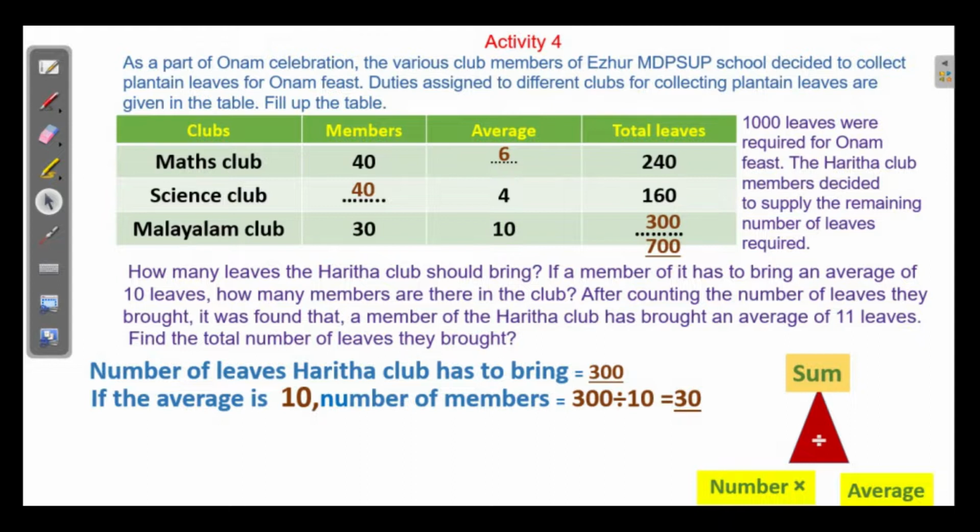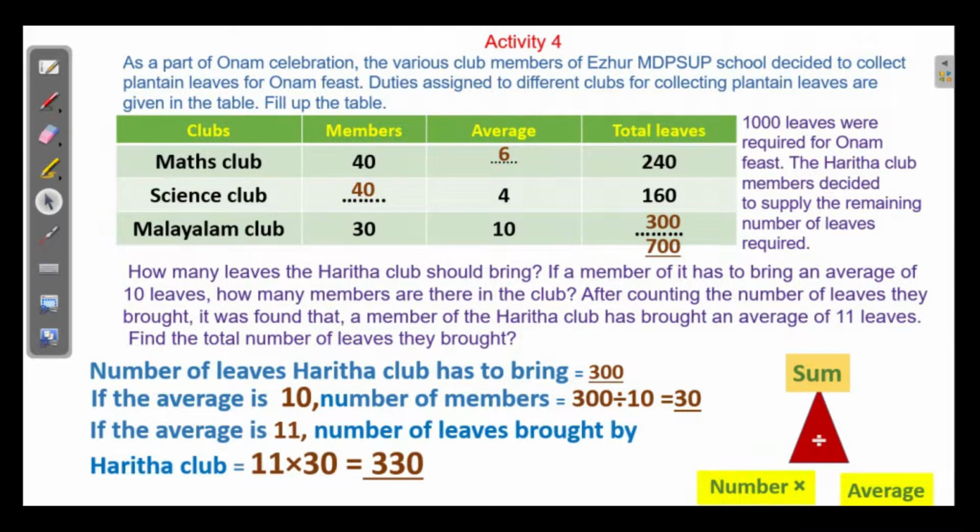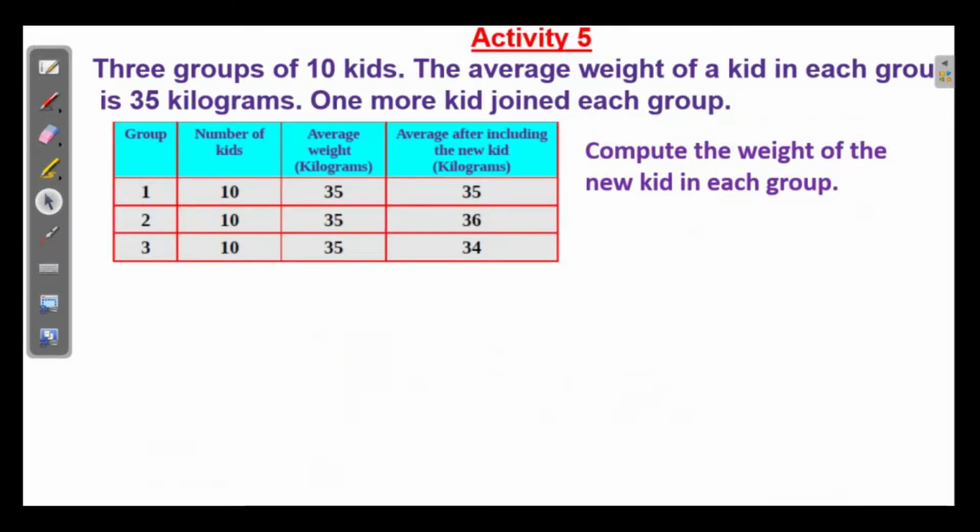Then after counting the number of leaves they brought, it was found that a member of the Harida club has brought an average of 11 leaves. Find the total number of leaves they brought. If the average is 11, the number of leaves brought by Harida club is equal to 11 into 30, equal to 330.